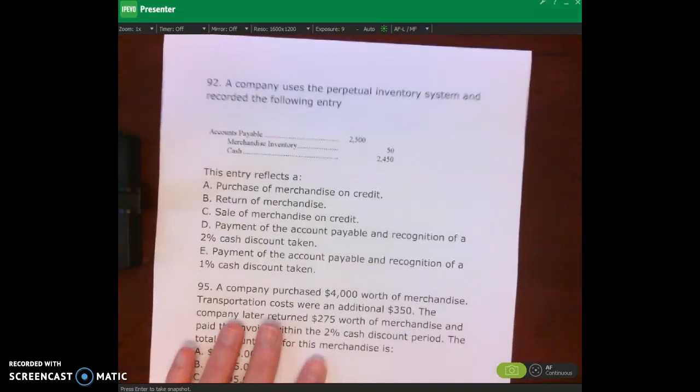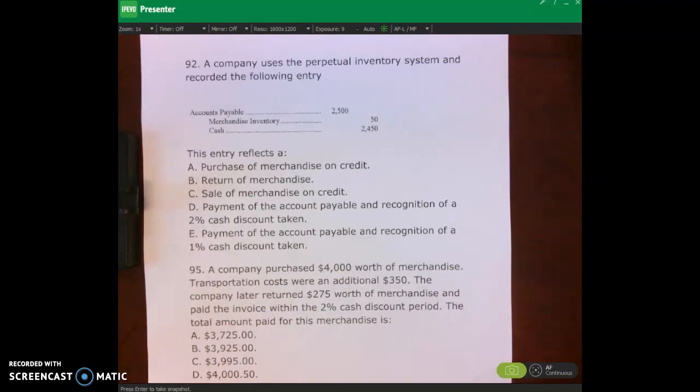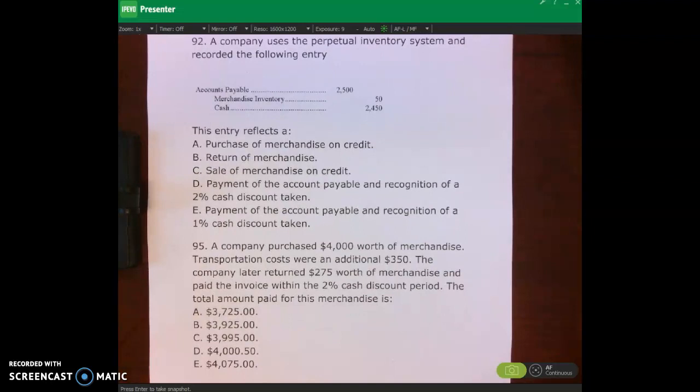So I want you to pause the lecture video and do number 92, and then I'm going to quickly give you some hints on number 95, and I want you to do number 95, all right? So I think you can do 92 on your own. Let's look at 95, though, just to give you some hints. So a company purchased $4,000 worth of merchandise, transportation costs were an additional $350. The company later returned $275 worth of merchandise purchased and then paid the invoice within the 2% cash discount period. The amount paid in cash on the merchandise.